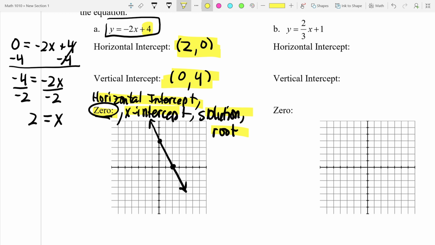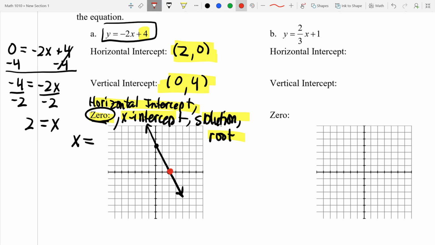That's confusing, okay? So what's the 0? It's going to be x equals is how you write it. And it's where you hit the x-axis, which is right there. So your answer is x equals 2, and you're done with that. Okay, let's do the next one.